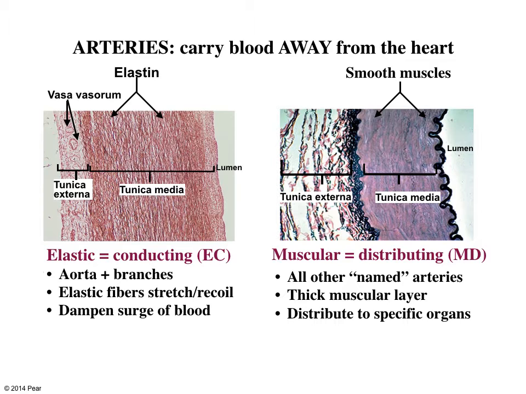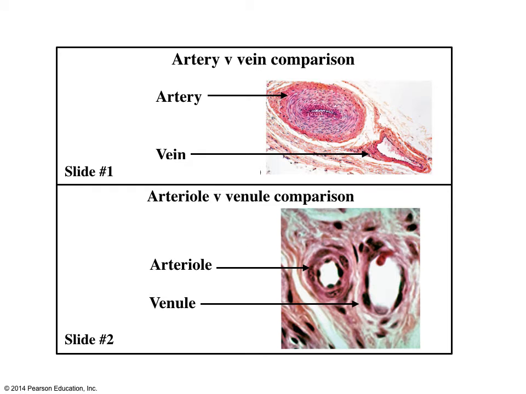Muscular or distributing arteries would be all the other named arteries, with a very thick muscular layer, the tunica media, that will allow them to distribute blood to specific organs.